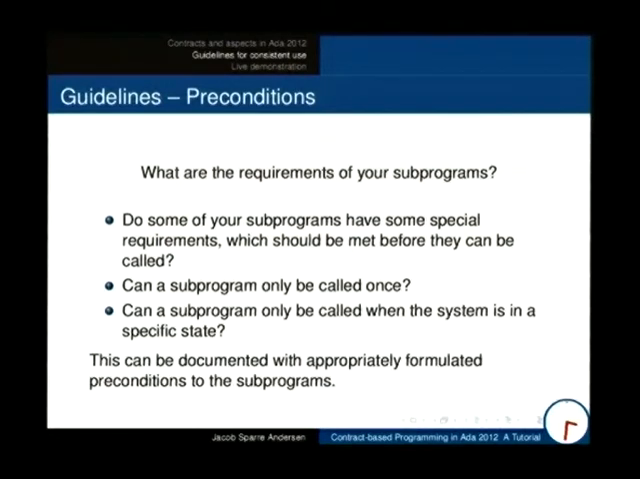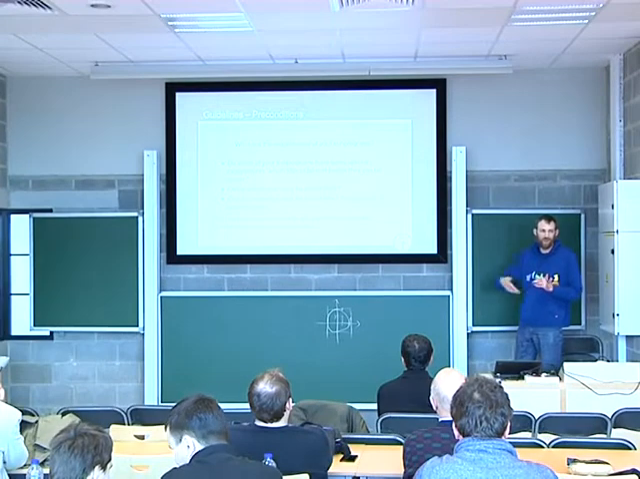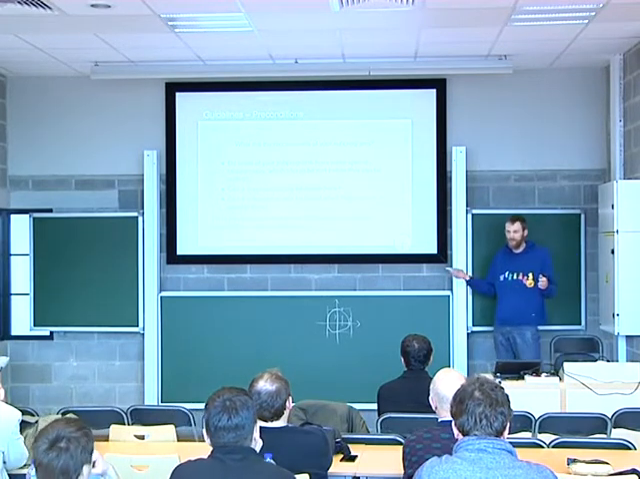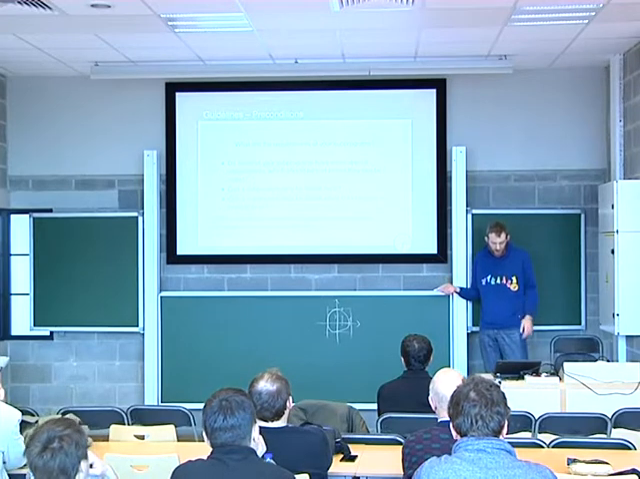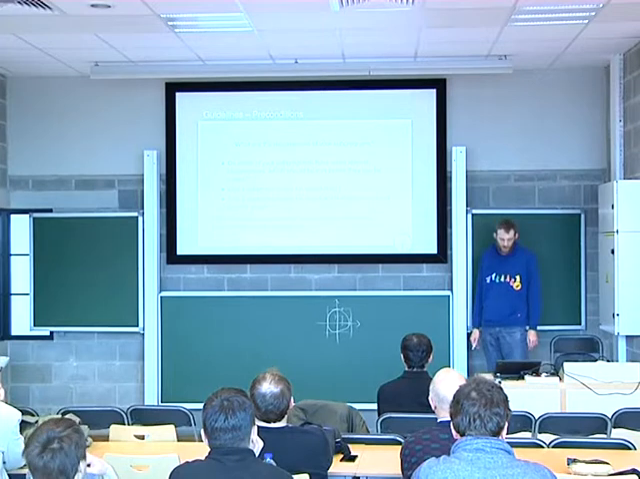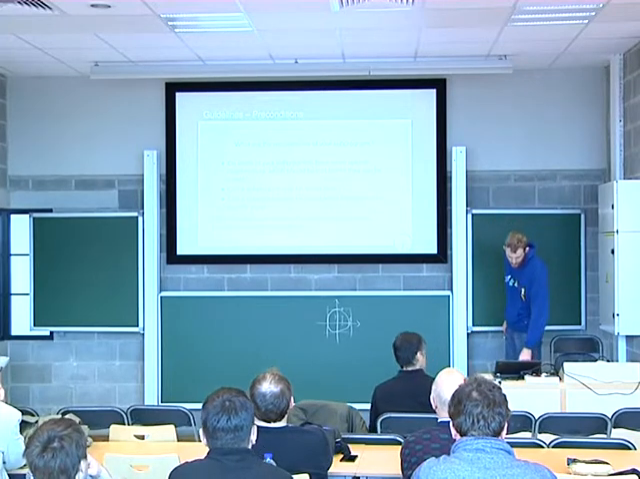with our subprograms, looking at the arguments. The next step is, what are the requirements of our subprograms? Which preconditions do we have? Are there any special requirements which should be in place before we can call a subprogram? Can a subprogram only be called once in the whole run of the application? Can it only be called when the application is in a specific state? And this is what we can document for preconditions to the subprogram.